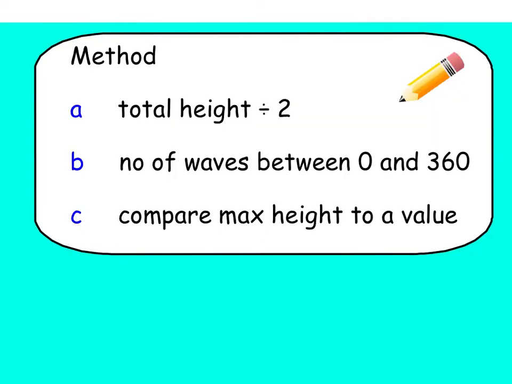To put it into simple terms, this is your method. So this would be a great thing to copy down. Step A, to get the value of A, the amplitude, that's going to be your total height halved. To get B, that would be the number of waves between 0 and 360, but I've already mentioned I'm not going to focus on that, okay? And C would be comparing what the maximum height should be to what it is on the diagram. So let's see these 3 steps in action.